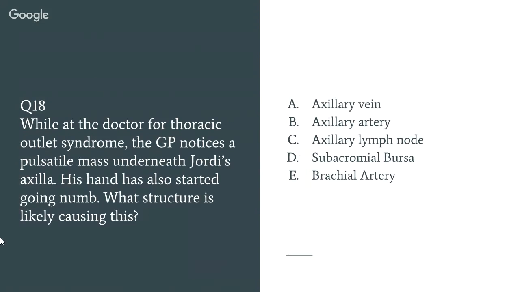Moving on. Question 18. While at the doctor for thoracic outlet syndrome, the GP notices a pulsatile mass underneath Geordie's axilla. Sorry, Geordie. His hand has also started going numb. What structure is likely causing this? So this is also a follow-up of the last question. Any ideas?